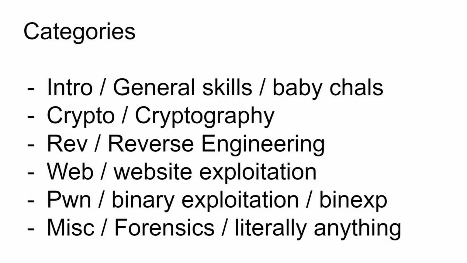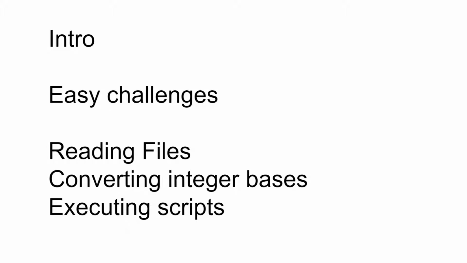And then there's forensics, miscellaneous. This category is kind of like a gray area. Sometimes it's not there, sometimes it is. It can be miscellaneous, it can sometimes be forensics, as in the picoCTF case and a lot of other CTFs. The general skills category usually will contain the kinds of things you're going to have to do. You might have to read a file, convert integer bases, very basic stuff like this. You might have to know how to execute scripts, very elementary stuff.